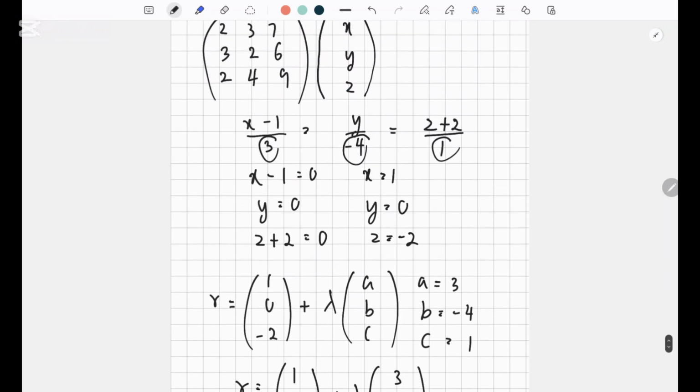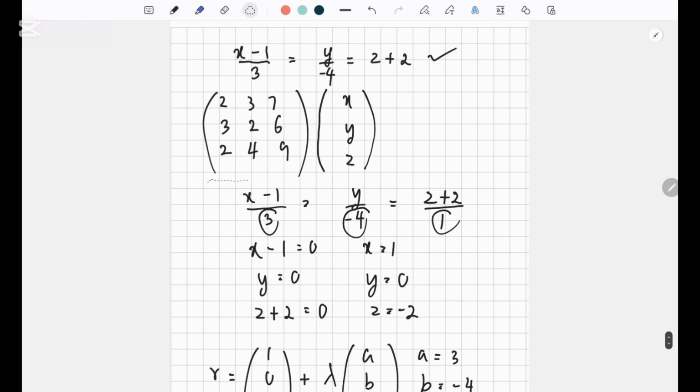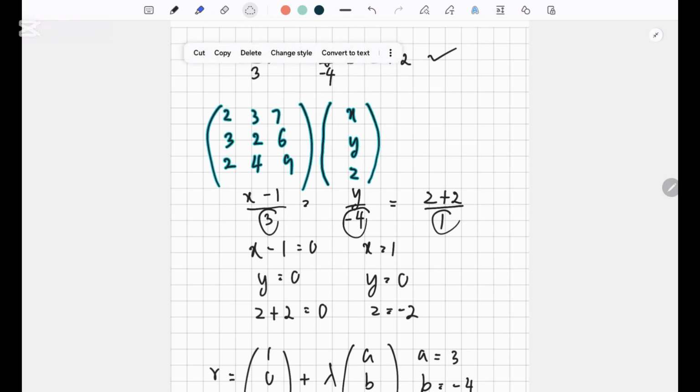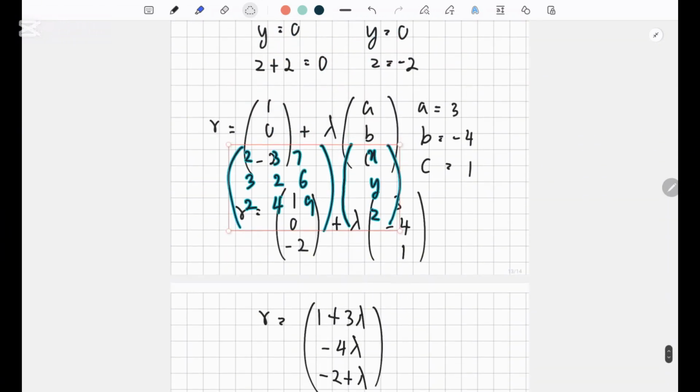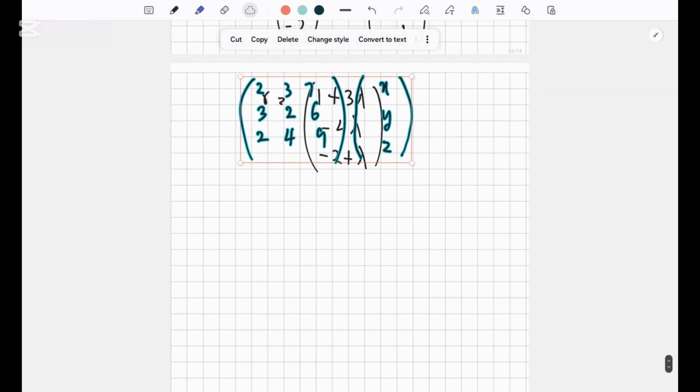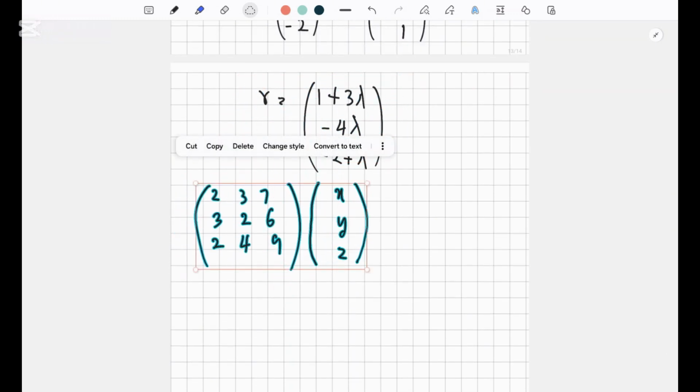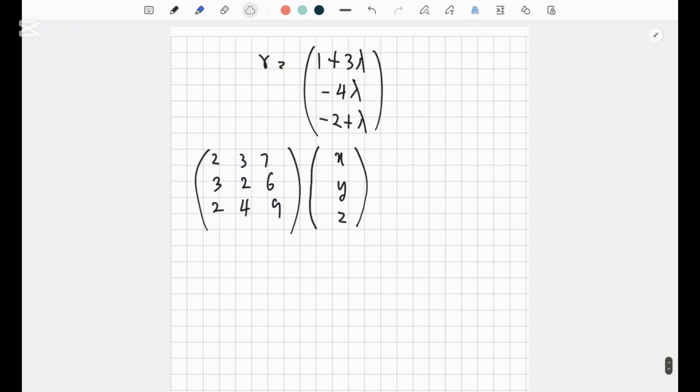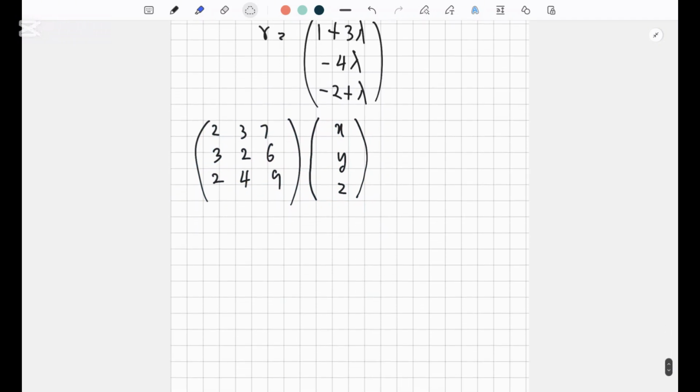Alright, I'll take this down. I don't want to write the matrix again. Writing the matrix over and over again, you're open to silly mistakes with numbers. In the exam, you can see the question and just turn the page, but I have to scroll all the way up and memorize the numbers. So this way is easy. This matrix into x, y, z gives you 1 plus 3 lambda, minus 4 lambda, minus 2 plus lambda.